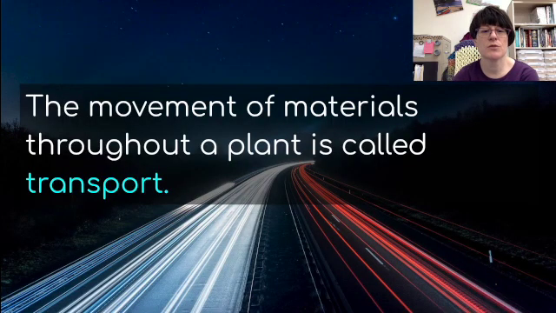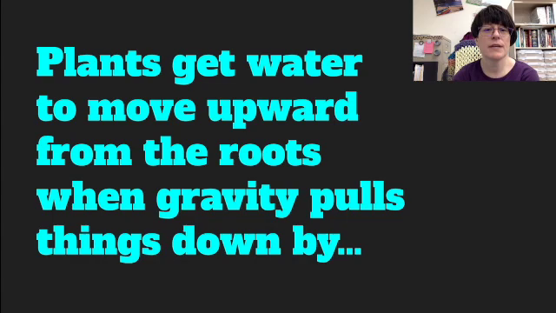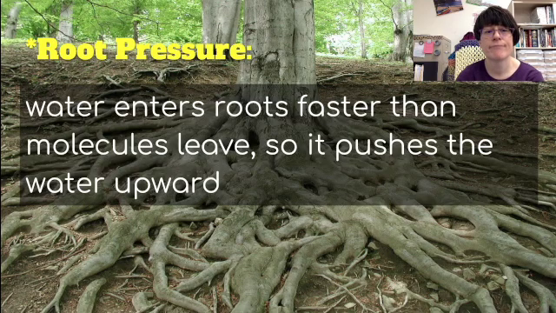The movement of materials throughout a plant is called transport. And remember, the two types of tissues are phloem, which transports sugars from the leaves to the rest of the plant, and xylem, which transports water and minerals from the roots to the rest of the plant. Plants get water to move upward from the roots when gravity pulls things down by root pressure. This is where water enters roots faster than molecules leave, so it pushes the water upwards. So there is pressure in these roots from water pushing materials up the trunk of this tree.